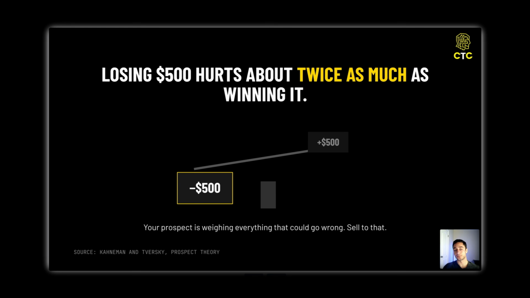Keep that in mind. Now, another thing when it comes to sales is understanding a very important psychological thing that we human beings have, and it is that losing hurts us far more than winning. So if you compare losing $500 versus winning $500, losing $500 is going to hurt about twice as much as winning that same amount. So your prospect, the person you're trying to sell to, is weighing everything that could go wrong. And what you want to do is set the sell to that.